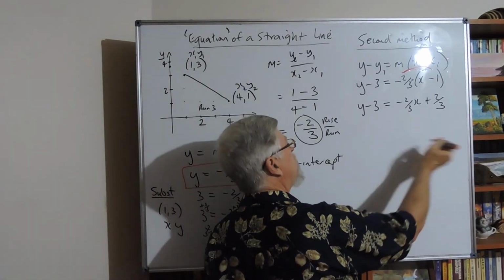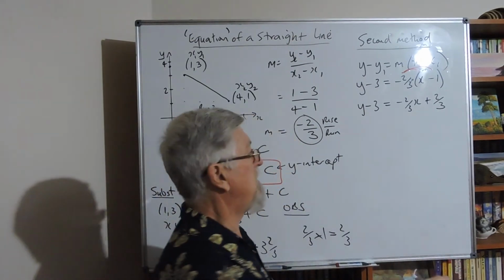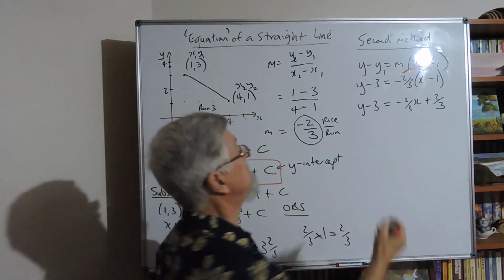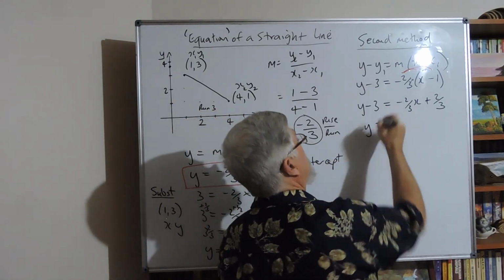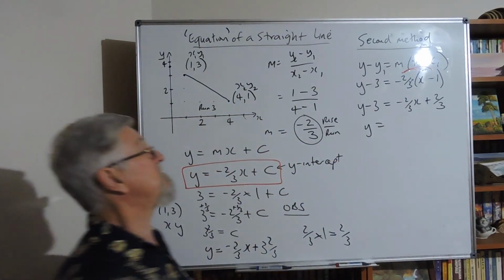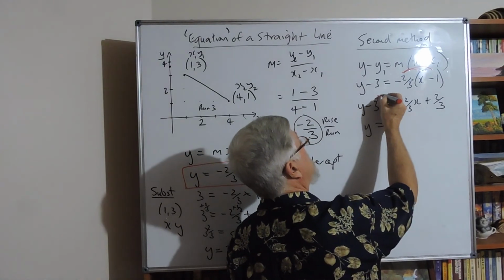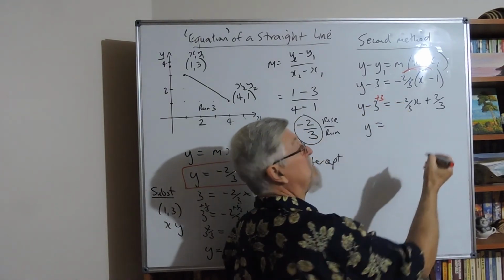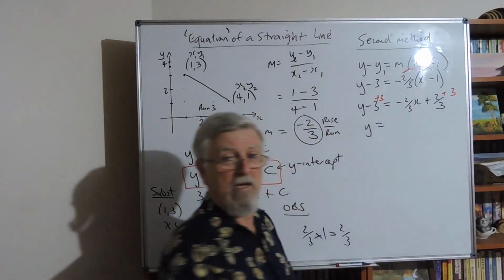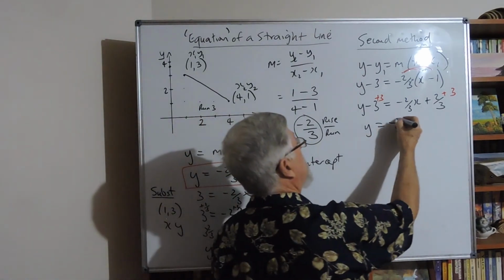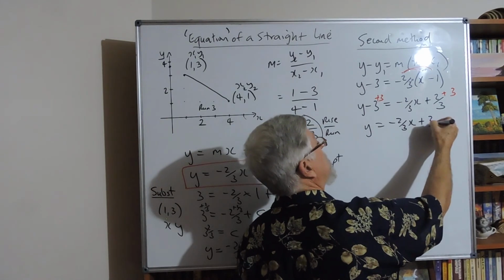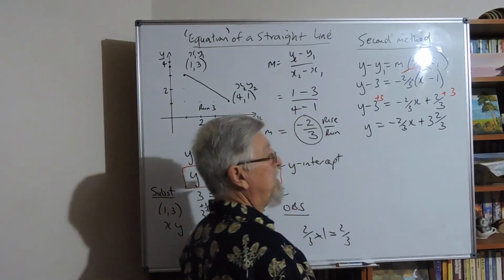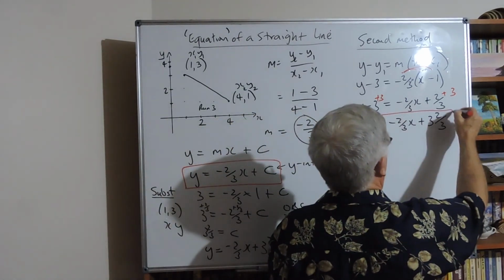So it's in many ways a lot better because you don't have to think, but you have to be careful with fractions. This time I want it to say y equals, so I need to get rid of the minus 3. How do I get rid of the minus 3? The opposite of minus 3 is plus 3. And if I add 3 to this side, add 3 to that side, what am I left with? I've got the same equation as before, minus 2/3 x plus 3 2/3. And there's your equation of your line, that way.